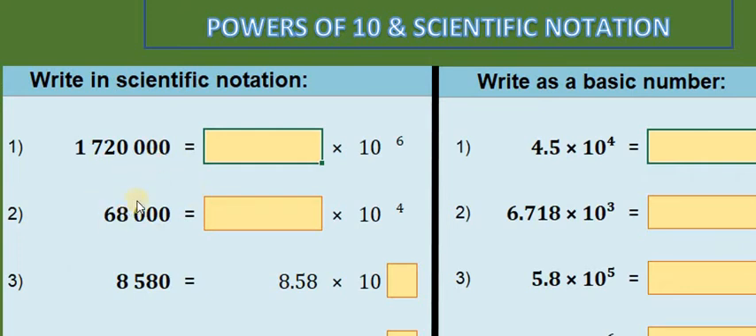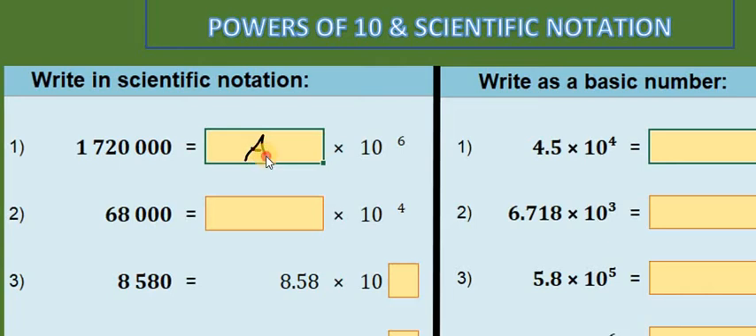Now, when it comes to scientific notation, we need the first part to be a number between 1 and 10. So let's say we call this first part A. A here has to be a number between 1 and 10. So it must be greater than or equal to 1, but must be less than 10. So any number in standard form, we have A must be what? Greater than or equal to 1, but less than 10. That's very important. So how are we going to do this?